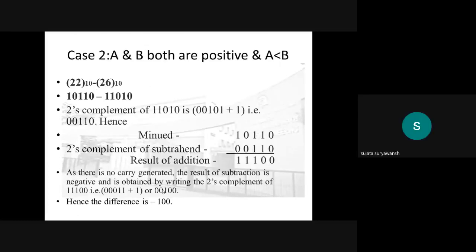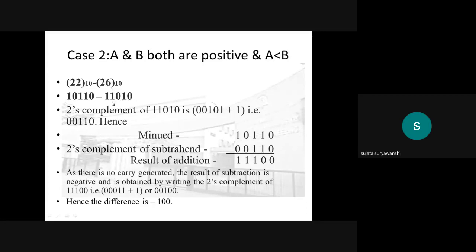Okay. Now we'll see the second case, where A and B are both positive, but your first number is less than the second number. Means you are going to subtract a bigger number from a smaller number. That is 22 minus 26. Here we have to find the 2's complement of the second number, that is 26. 22 can be represented by 1, 0, 1, 1, 0, and 26 by 1, 1, 0, 1, 0.